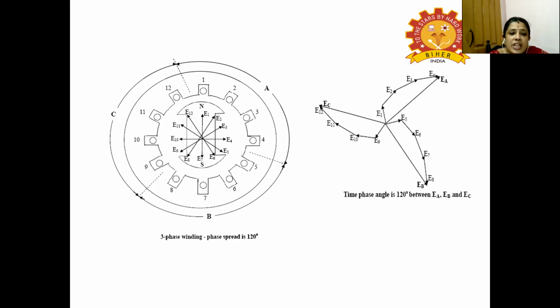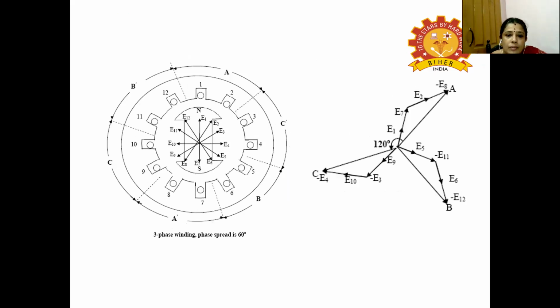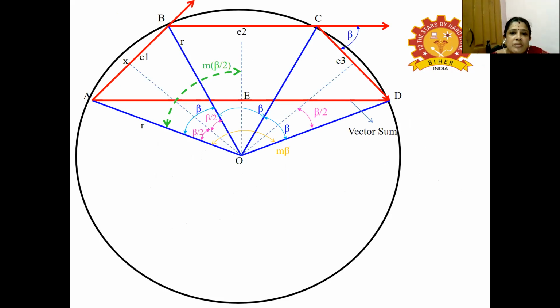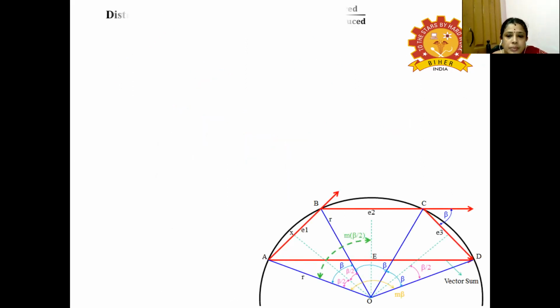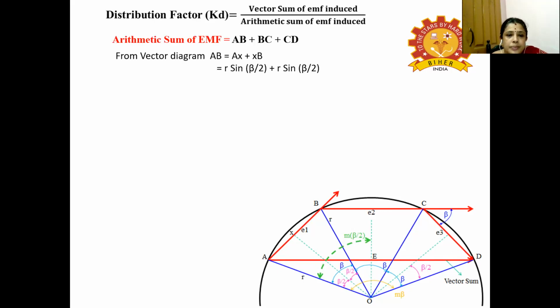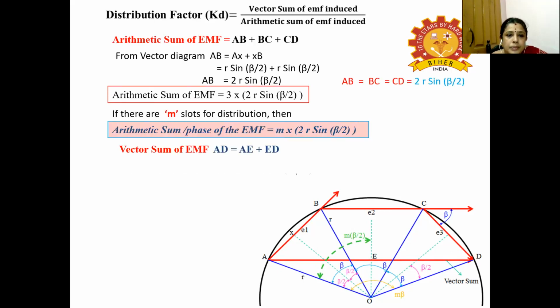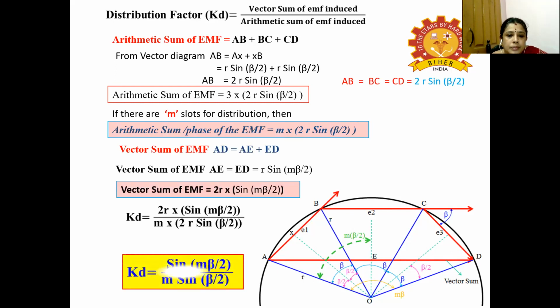So E1, E2, E3. So three-phase winding is spread for 120 degrees. So time phase angle 120 will be EA, EB, and EC. This is for one. This is the space for 60 degrees. So the total vector sum will be from A to D. That will become a vector sum. So distribution factor Kd is the vector sum of the EMF induced divided by the arithmetic sum of the EMF induced.